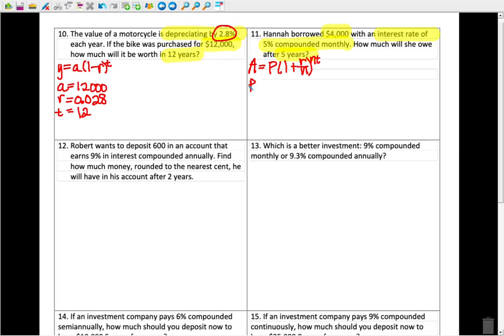And the principal in this is 4,000. The rate is 0.05. The number of times compounded says monthly. How many months are in a year? 12. So my n is 12. And the time in years is 5. Set it up and solve it. And let's look at the next one, number 12.